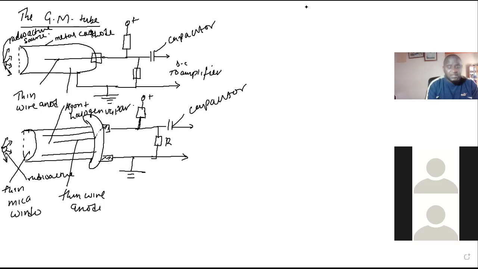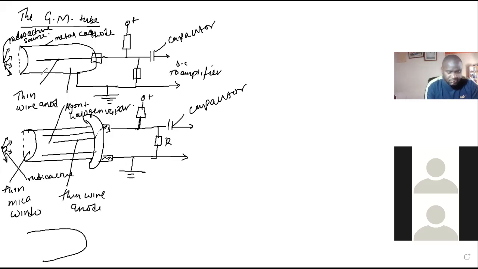So the structure consists of a metal cathode in form of a cylinder. So that metal cathode is cylindrical. Sometimes we call it a cylindrical cathode. This shape you're seeing, the whole of it, is a cathode, that casing. And a coaxial wire anode, a thin wire anode, which is here. Sometimes they ask you a question, explain why the anode is made of a thin wire.